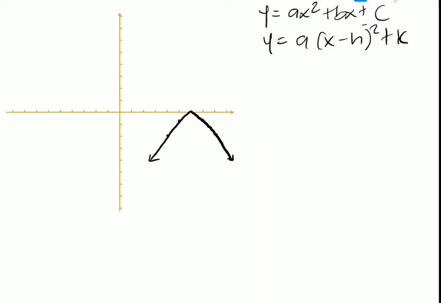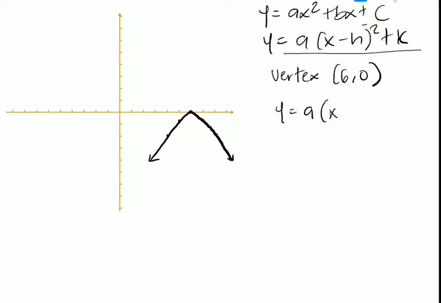Okay, so now the first step is to find our vertex from this, and our vertex is right here, which is a 6 and a 0. So our vertex is (6, 0). Now we're going to put that in our formula, our equation. So it's y equals a(x, and we're going to take the opposite of x. So we have here a positive 6, so we're going to take negative 6 squared, and we're going to say positive 0.